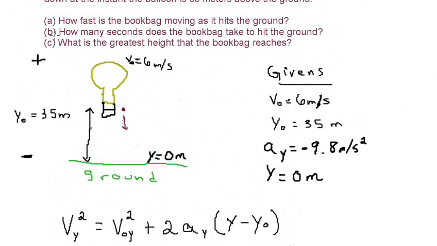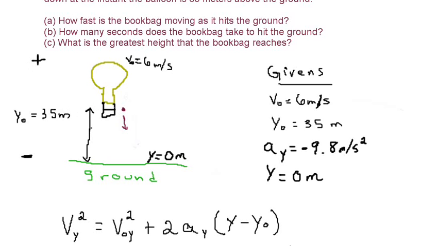So that's part B. Part C is the hardest one actually of them all, and you're gonna see why in just a second. It says, what is the greatest height that the book bag reaches? Okay, so you're probably thinking, wait a minute, if the book bag is dropped from a height of 35, then isn't 35 the greatest height?